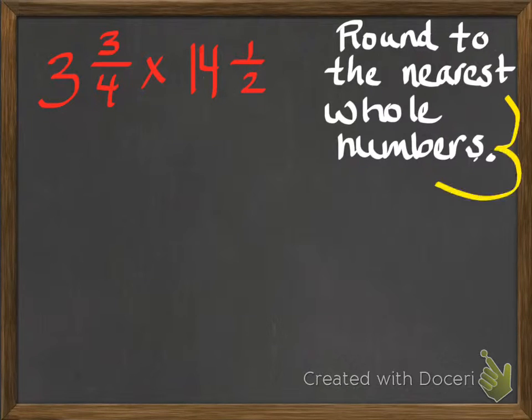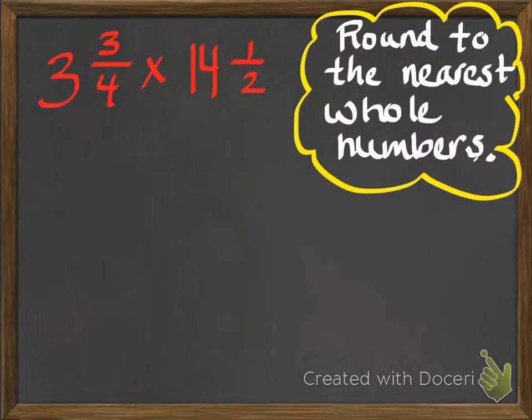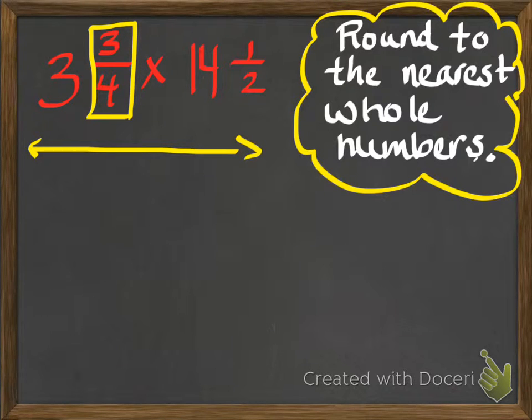What you need to always do is round to the nearest whole numbers. I think that's the easiest way. Okay, so I like to round to the nearest whole number. So I'm going to look at this fraction. I'm going to think to myself, okay, 3/4. Where is that on my number line? And what whole number is that close to?